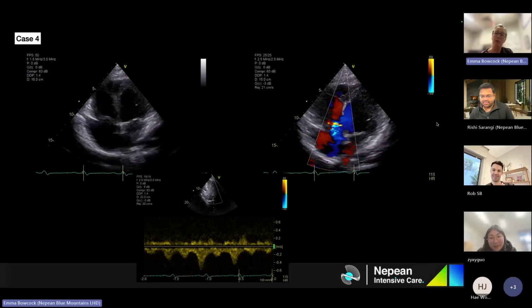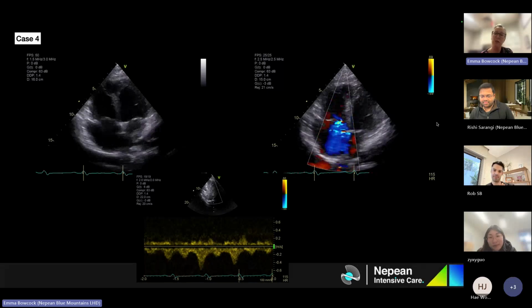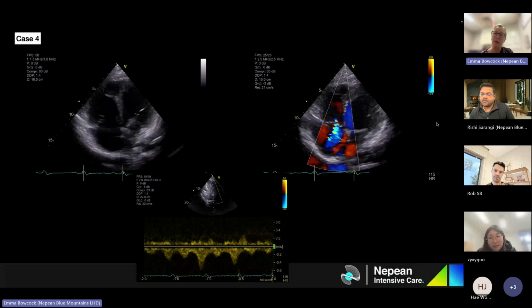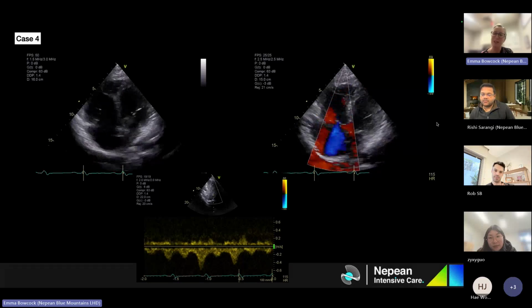I didn't put the non-foreshortened images on, which still shows severe RV dilatation. I agree with you about the tricuspid regurgitation.